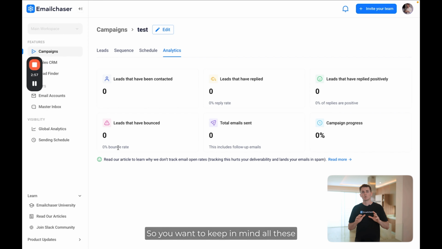So you want to keep in mind all these different metrics, scale slowly, and then also launch multiple campaigns to see which ones perform best, because sometimes changing your copy and your offer can have significant impacts in your reply rate.